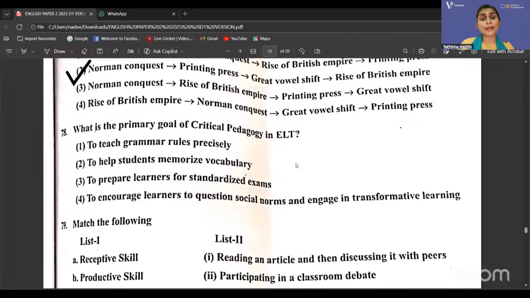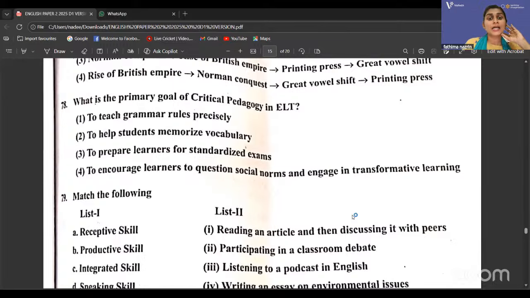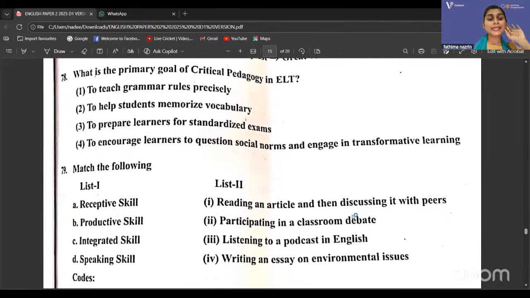Now, what is the primary goal of critical pedagogy in ELT? The answer would be option number 4, to encourage learners to question social norms and engage in transformative learning. That is the primary goal of critical pedagogy in ELT.